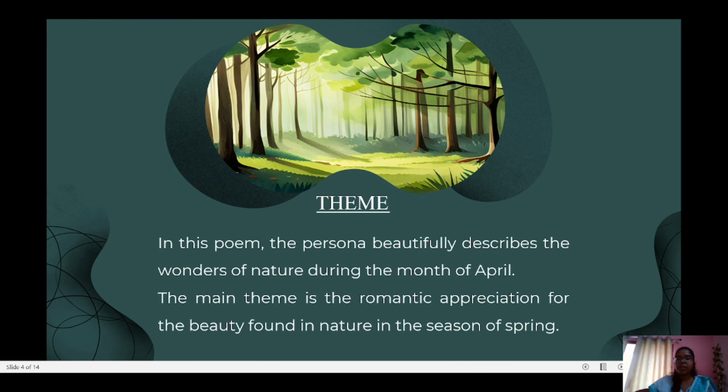So as I have already mentioned, this poem is all about nature. In this poem, the persona beautifully describes the wonders of nature during the month of April, as our title goes. The main theme is the romantic appreciation for the beauty found in nature in the season of spring. So, what is the main theme of our poem? It is about the nature and the beauty that the poet has seen during the month of April or the season of spring.